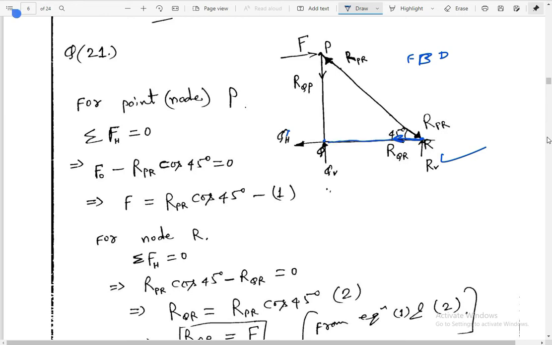So for point P, at this point we just equate the summation of horizontal forces, all horizontal forces, equal to 0. We will get F naught. What is F naught? F naught minus RPR cos 45 equal to 0. So when we convert to horizontal force, we will have cos 45.